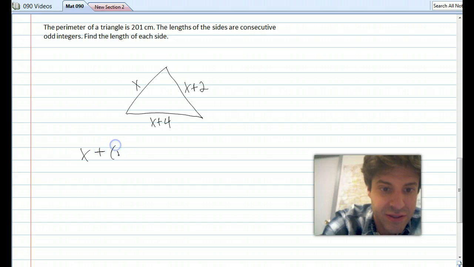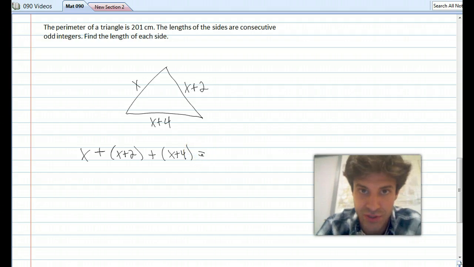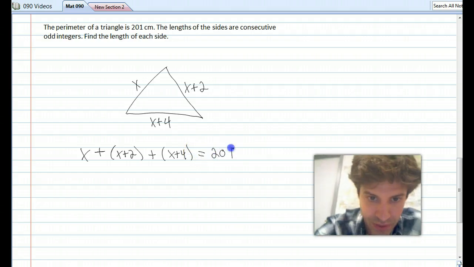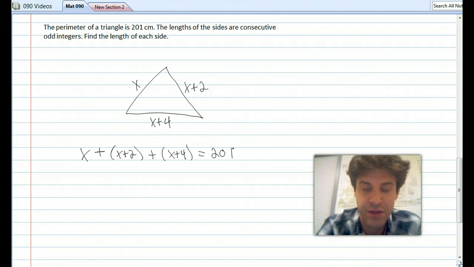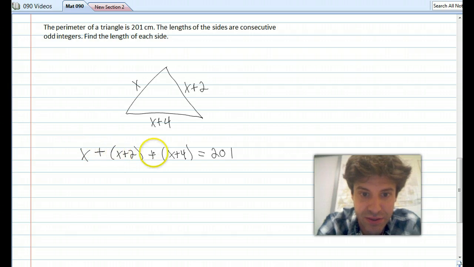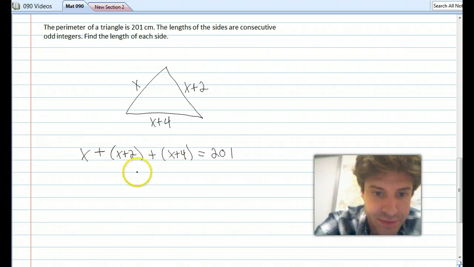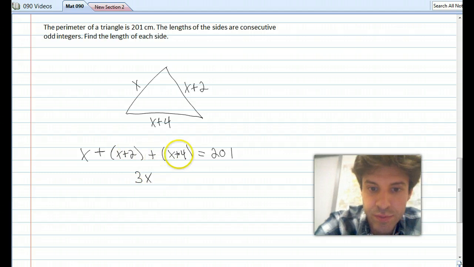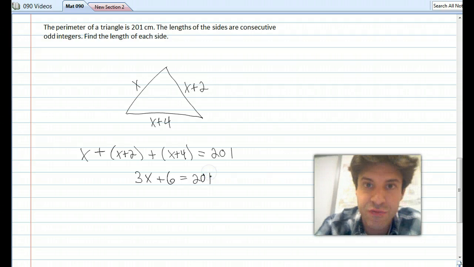x plus x plus 2 plus x plus 4. We know that the perimeter of that triangle has to add up to 201. Again, we have ourselves a fairly simple algebra problem. x plus x plus x is 3x. 2 plus 4 is 6. And let's see if we can solve that.